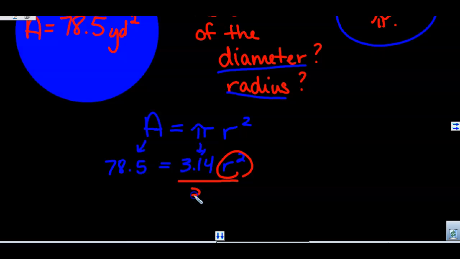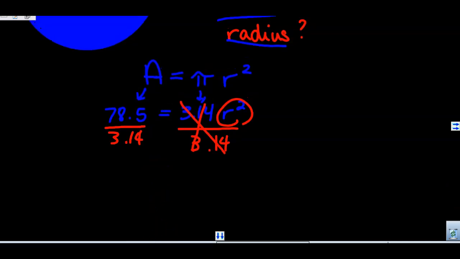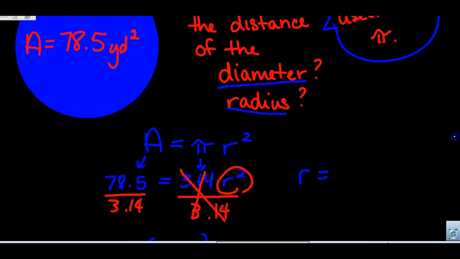In order to isolate, we divide both sides by 3.14. The pi cancels on the right-hand side, and we're left with 78.5 divided by 3.14 is equal to r squared. This tells us that whatever r is, r squared is equal to 25. Remember what squared means? It means r times r is equal to 25. And this one we can do in our head. We know that r is therefore equal to 5.